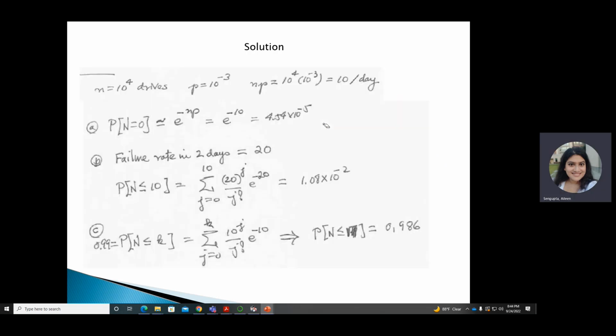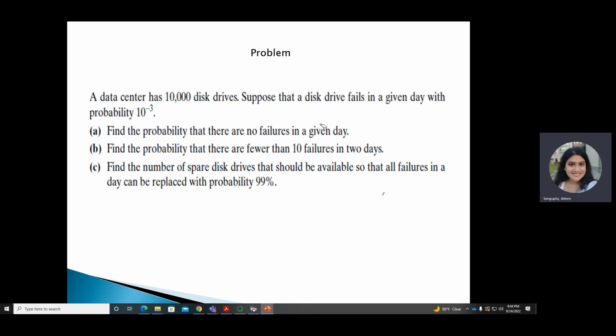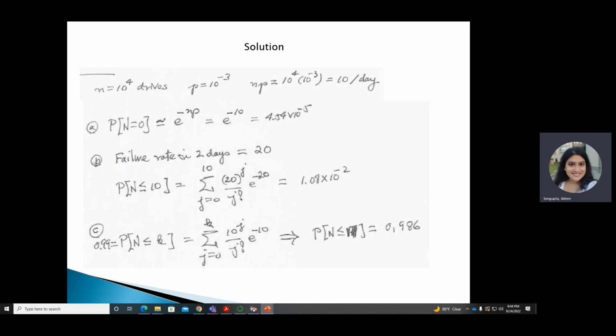Similarly, you have various other problems for Poisson's. It's basically the same thing if you catch the gist of it. You just have to be very careful with the probability and the n. So this is n and this is p, please multiply that. And then we'll talk about the specific times of the day.